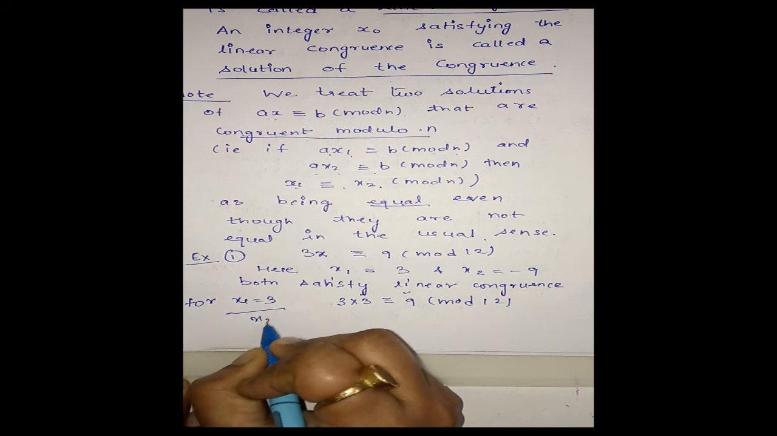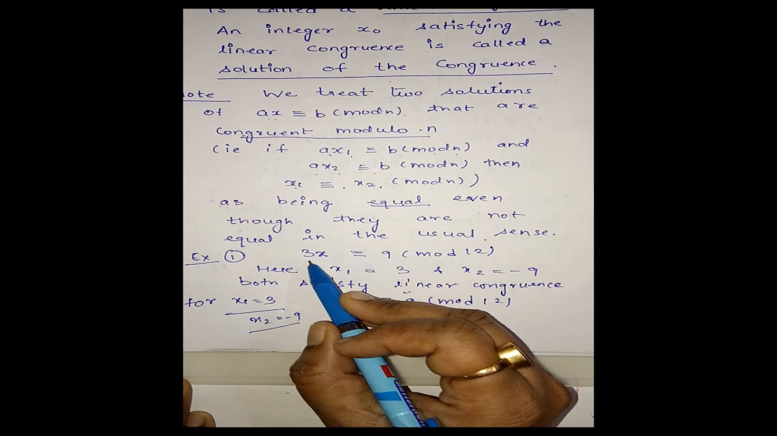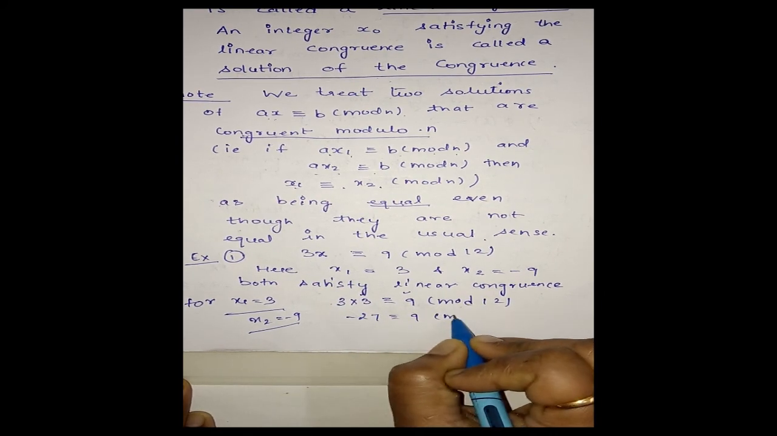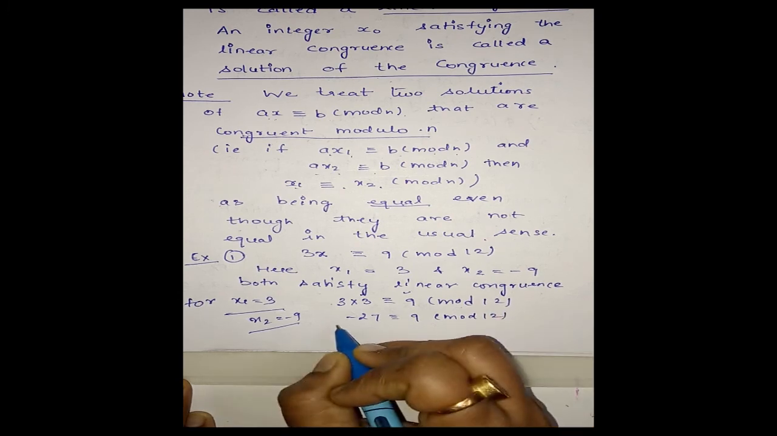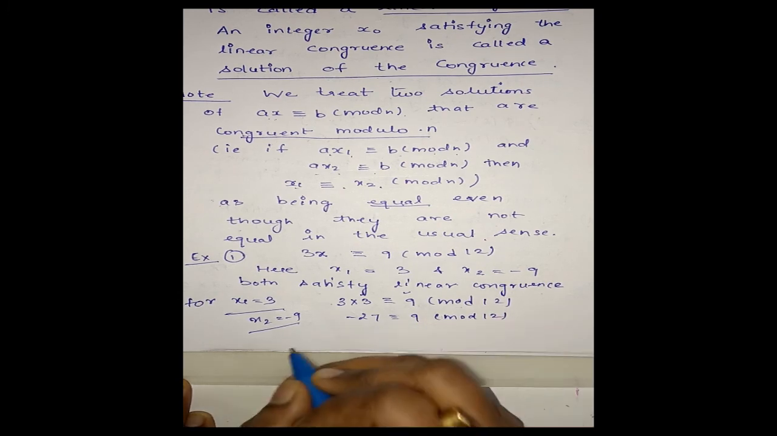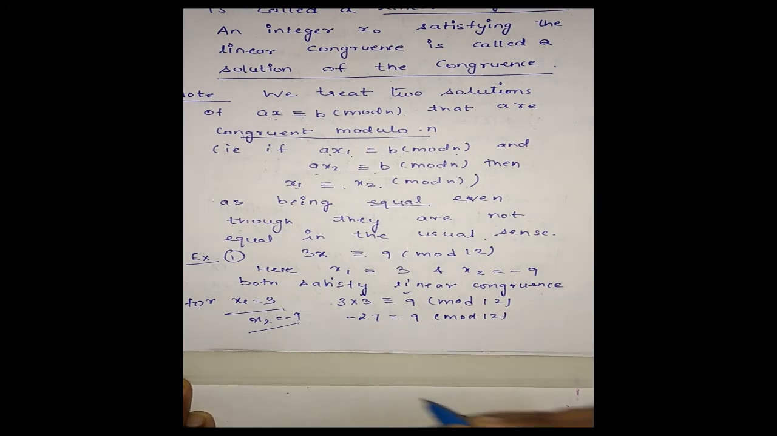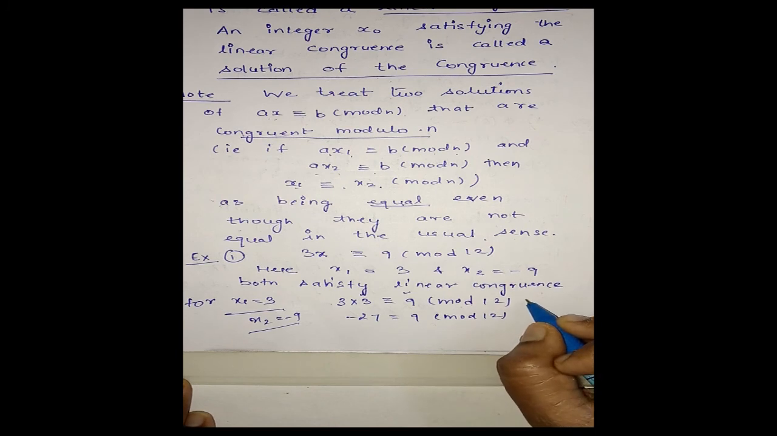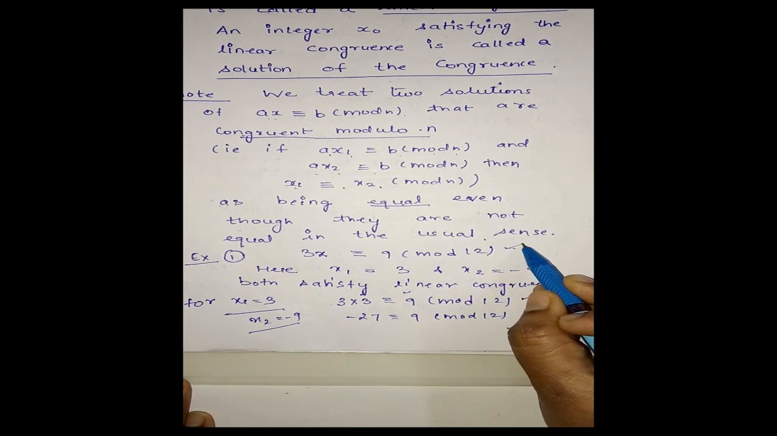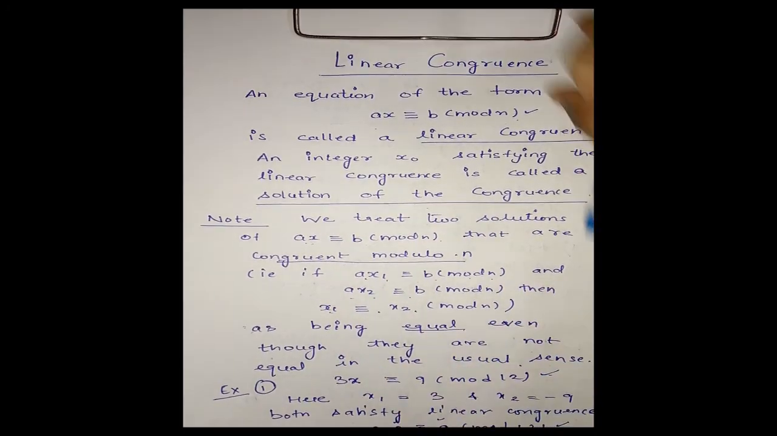And if I take x2 equal to minus 9, then here I have minus 9 into 3, that is minus 27, is congruent to 9 modulo 12. Is this true? Here we have minus 27 and 9. 12 divides minus 27 minus 9, that is minus 36. Yes, 12 divides minus 36. That means x1 equal to 3 and x2 equal to minus 9 both satisfy this congruence. Clear?